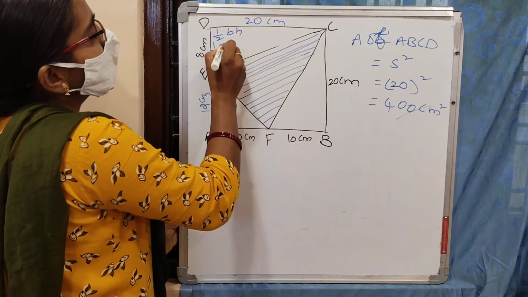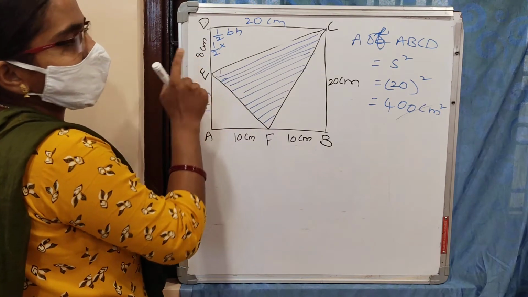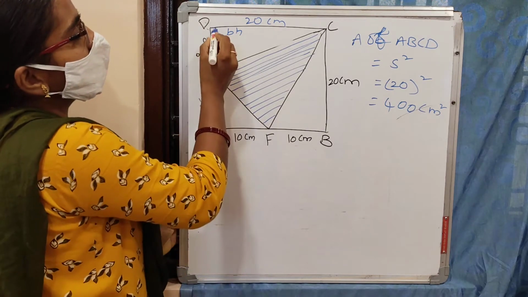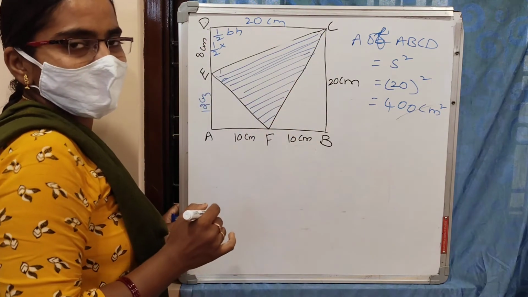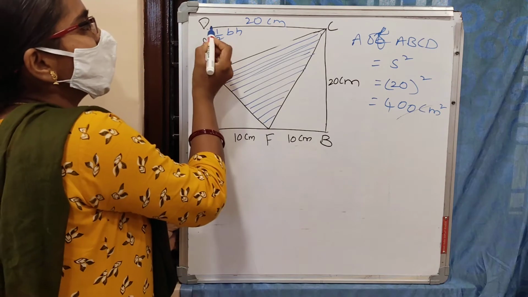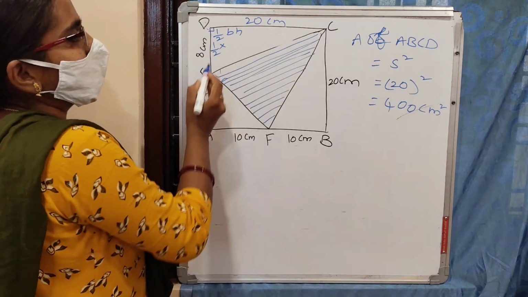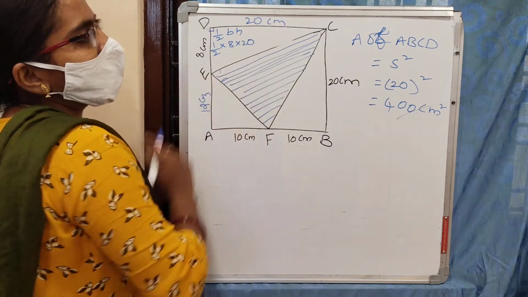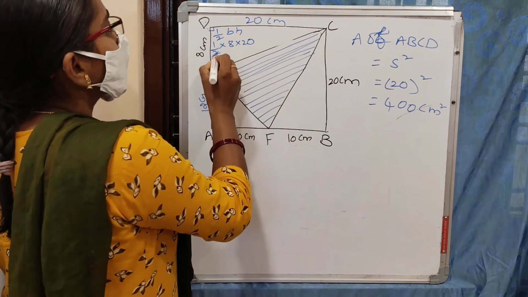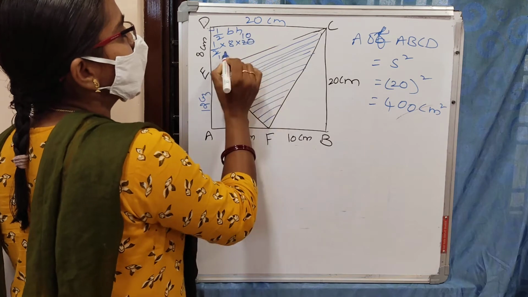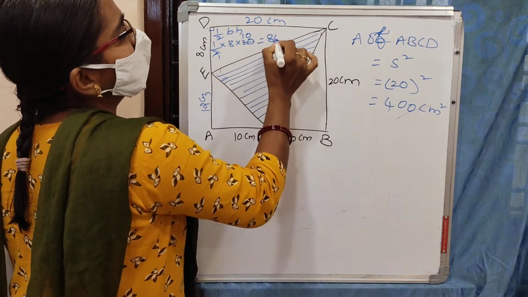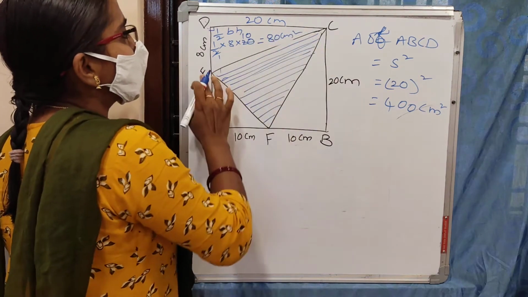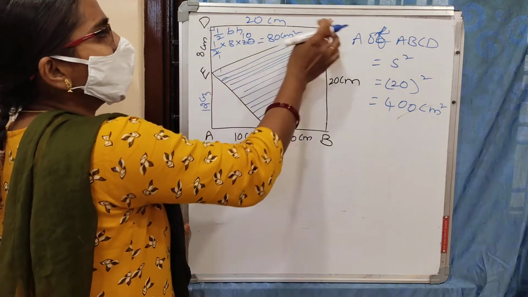Half into base, you can take here. Why? Because this is a square. Square means all are 90 degrees. So 90 degrees means this is a right angle triangle. This we can take as height. So base is 8, this is 20. Height is 20. 2 ones are 2, 2 tens are 20. 8 into 10, 80 centimeter square. This is the area of triangle EDC.